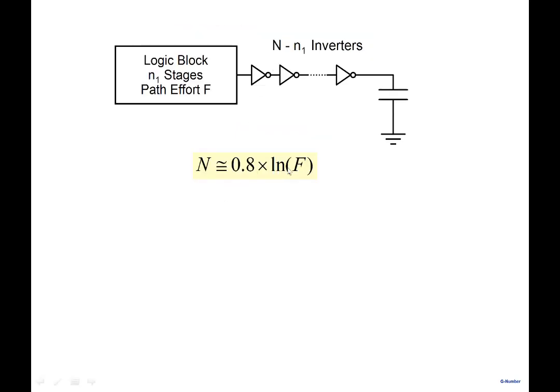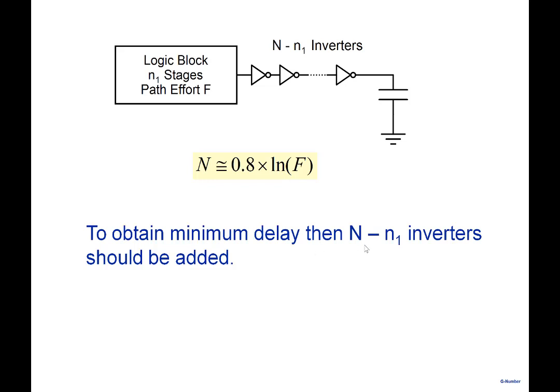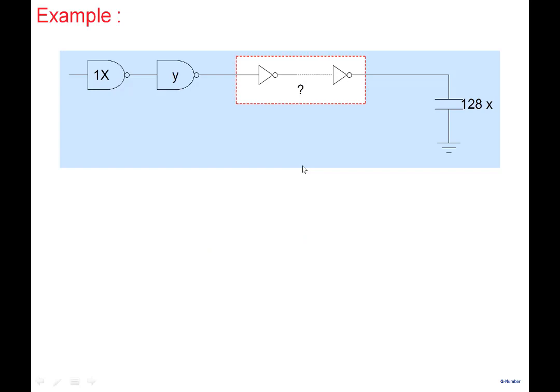So n is 0.8 times ln F. To obtain minimum delay, n minus n1 inverters should be added here. This is the important result: 0.8 times ln F is the optimum number of gates in a chain given a particular F. Right? Okay.